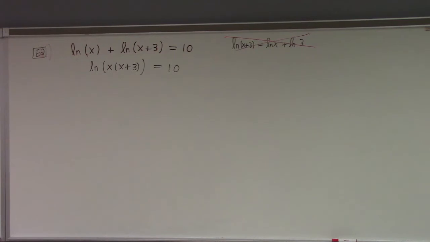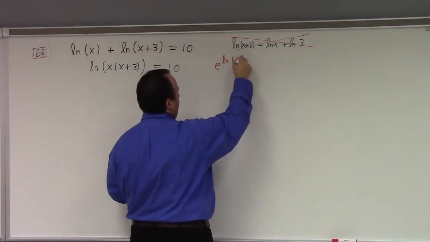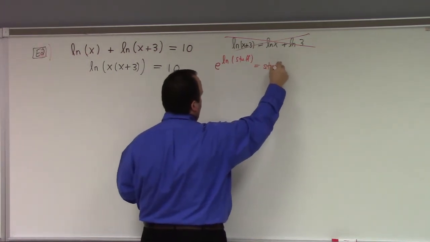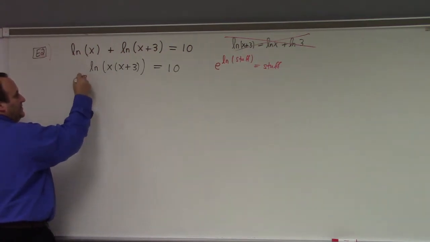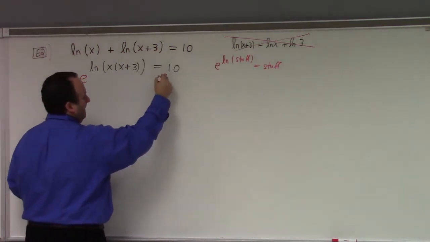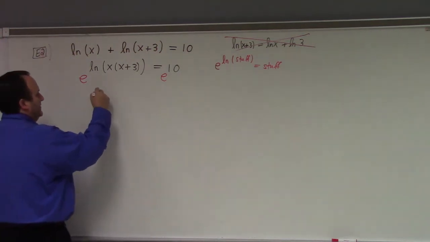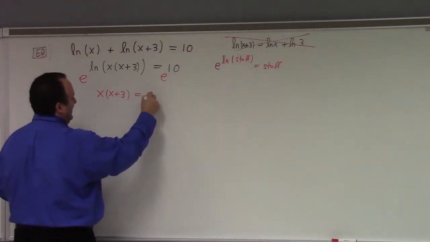Then what? Remember the basic thing was e to the natural log of stuff equals the stuff again. So if I take the exponential of both sides of this equation, right? This gives me, oh, yowzers, x times x plus 3 equal to e to the power 10.